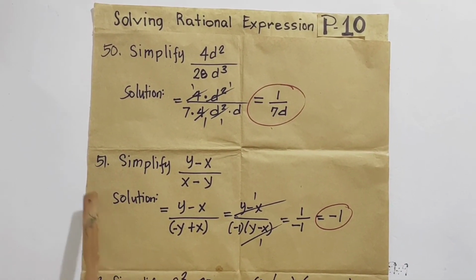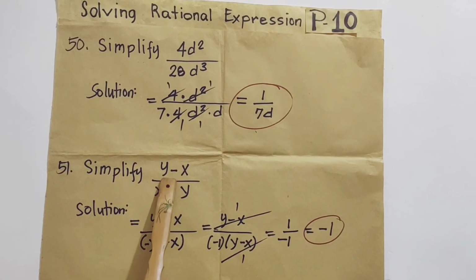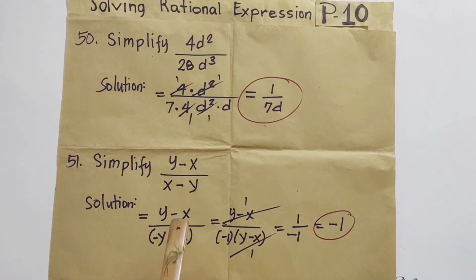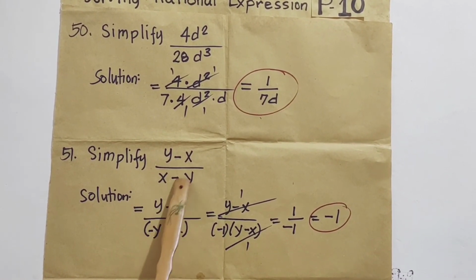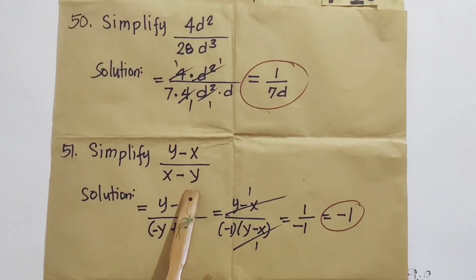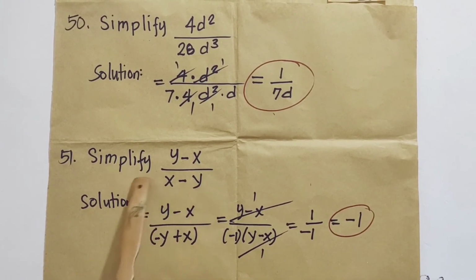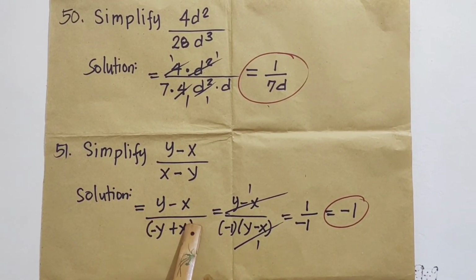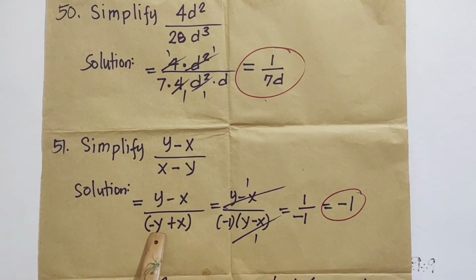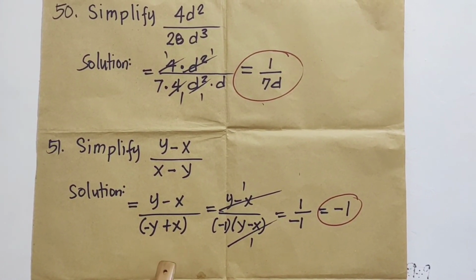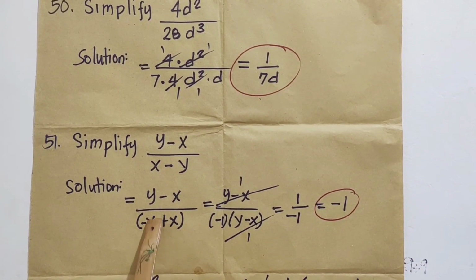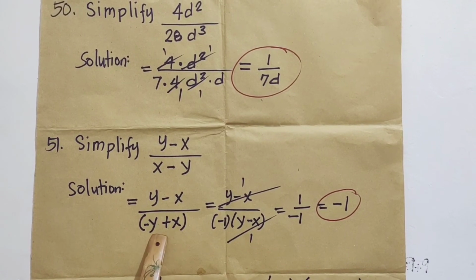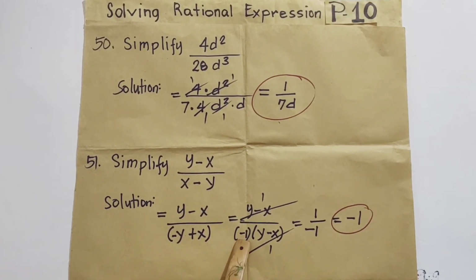Okay, next number 51. Simplify y minus x over x minus y. So we cannot cancel because they are in different positions. So what we have to do is inverse the denominator. So y minus x over, it becomes now negative y positive x. Then again, we cannot cancel because of the sign. We have positive, we have negative. So what we have to do is factor the denominator, and the factor of this is negative 1.